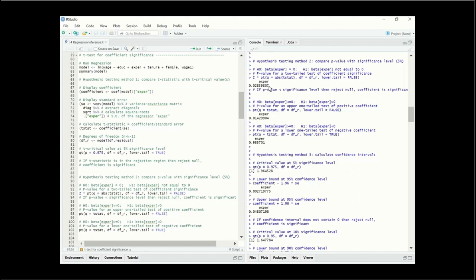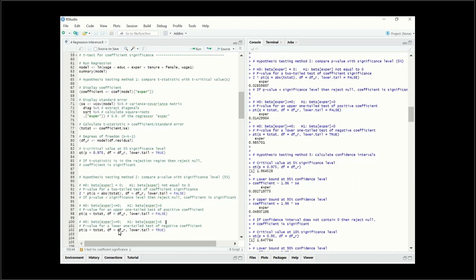We can also do an upper one-tailed test, and here the alternative is that this coefficient would be positive. Here it's that it's going to be negative. And so how to calculate the p-value for an upper one-tailed test for a positive coefficient is we're going to be looking at the t-statistic, the same degrees of freedom, but lower tail equals false because for an upper tail test, we need to go from the t-statistic toward the rejection tail, which is an upper tail.